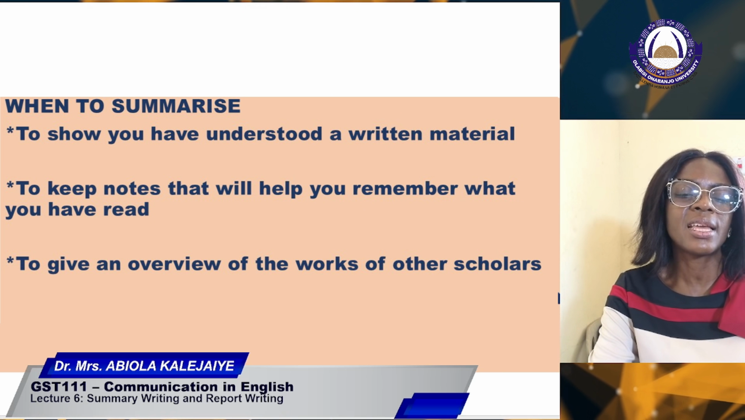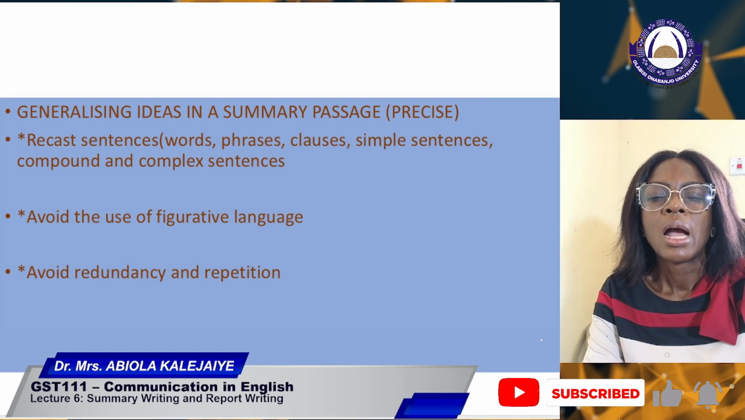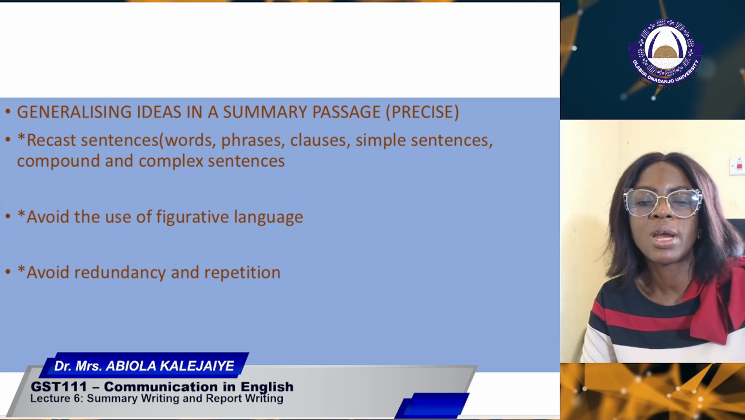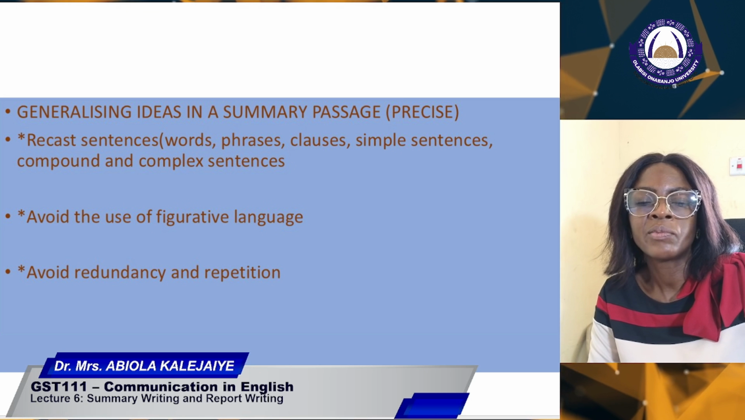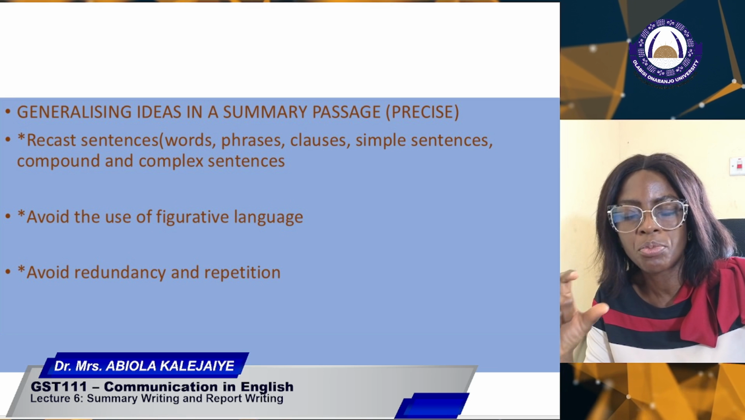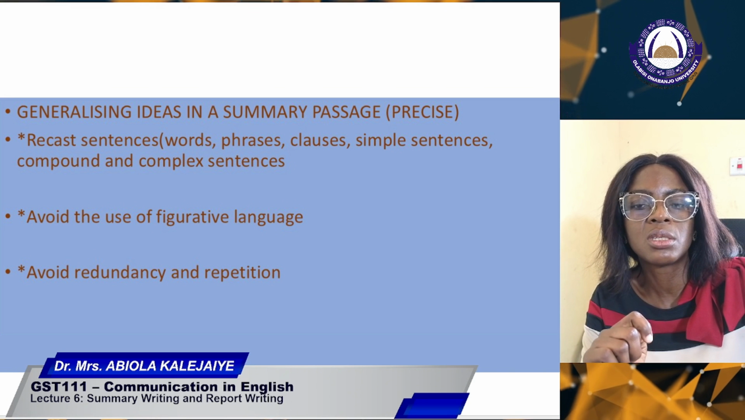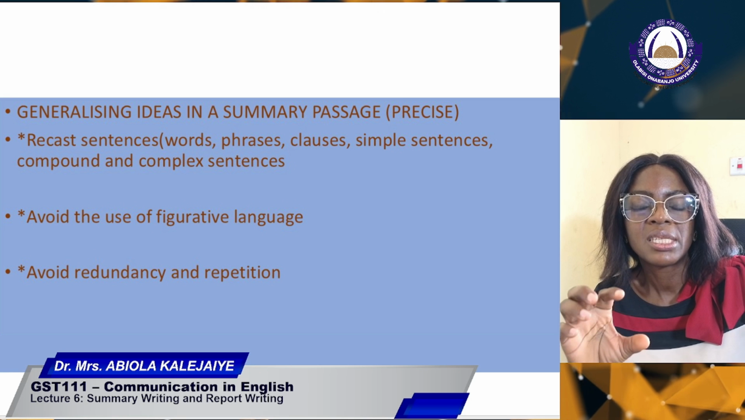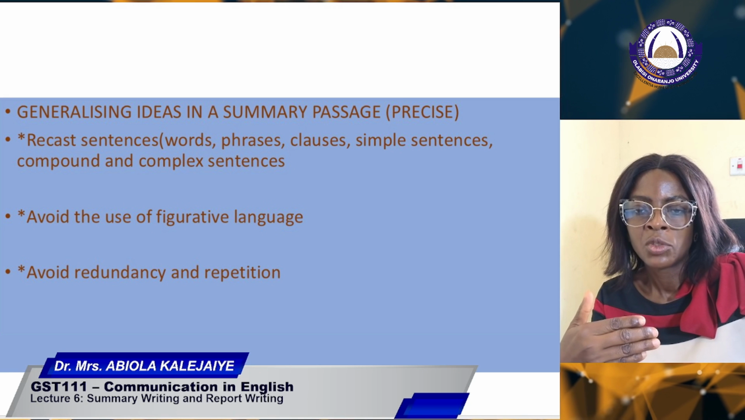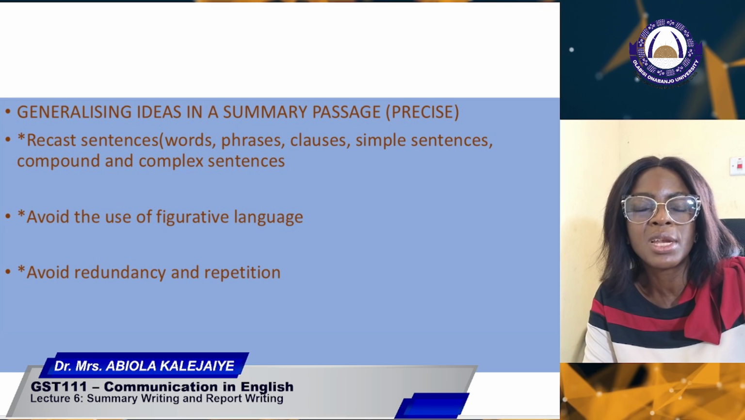Okay, now the next thing we're going to be looking at is how do you summarize? We said when do you summarize? Okay, the next one is how do you summarize? When you are summarizing, it basically entails that you make the ideas in a passage become precise. Precision has to do with brevity. Precision has to do with still getting the core of the argument and putting it in your own words. So when you are summarizing, it is important that you recast, you change it to what you can relate with.